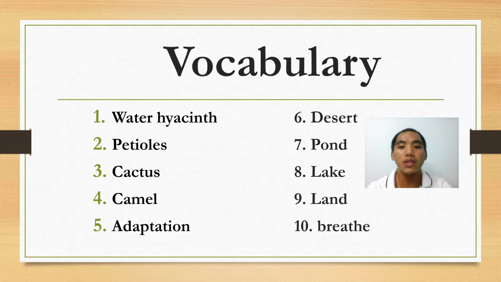Since this is our first lesson in science, I have here the vocabularies that we need to read and understand first before we proceed to our lesson. We have 10 vocabularies here. First is water hyacinth. Please follow after me. Number 1, water hyacinth. Later on, I will be showing you some of the pictures of these vocabularies, so no worries for that.